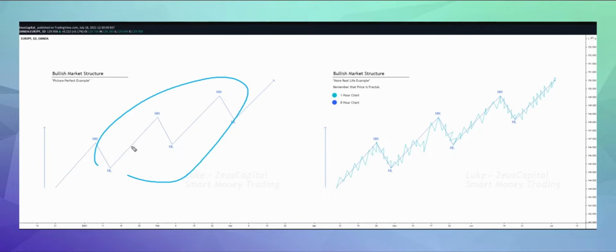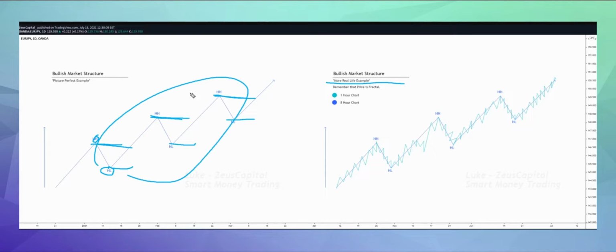So again, in a quick recap, this HH is a higher high, HL is a higher low. Now as long as price is moving to the upside and not breaking below the previous higher lows, we're still in bullish market structure, and it's also breaking structure to the upside. I'll cover what break of structure is, and type 1, type 2, and type 3 break of structure, in a different video.